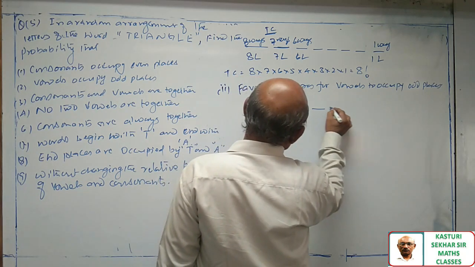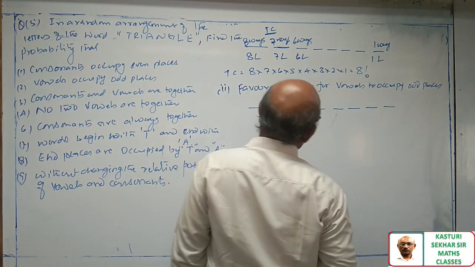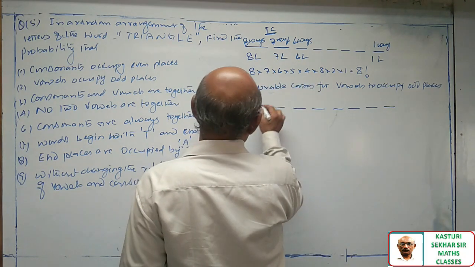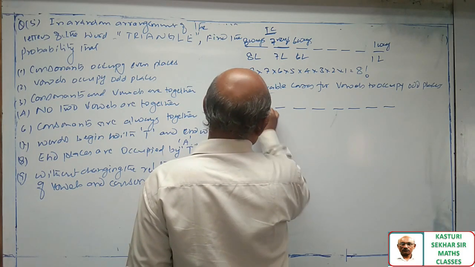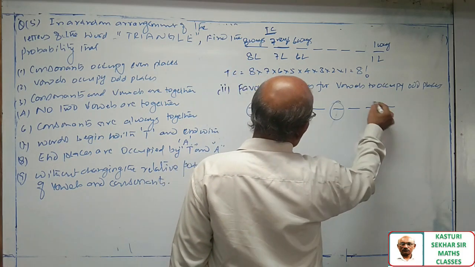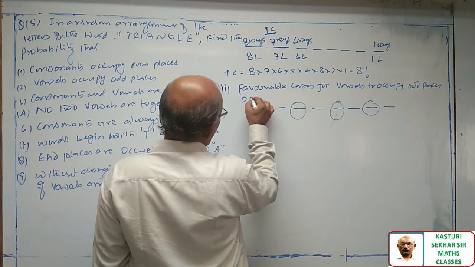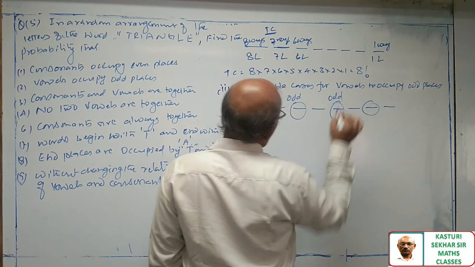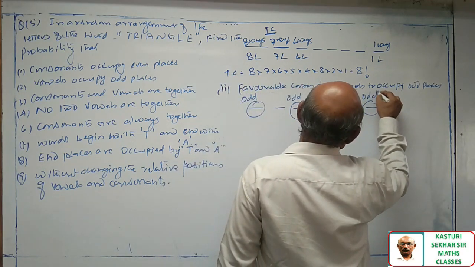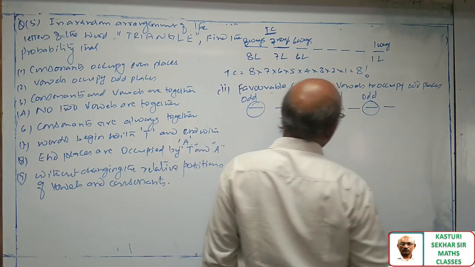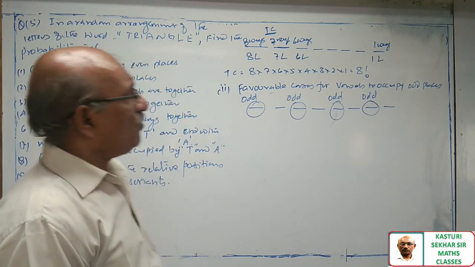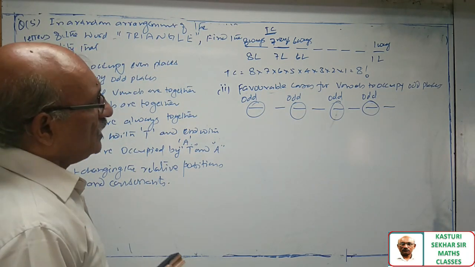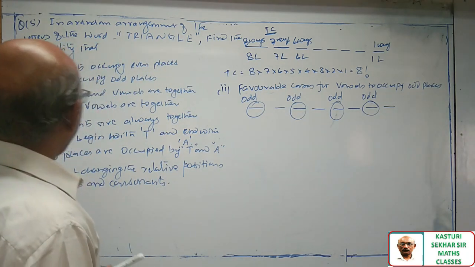1, 2, 3, 4, 5, 6, 7, 8. Now odd places, how many? 1, 2, 3, 4. This is an odd place, this is an odd place, this is an odd place, this is an odd place. Okay, 4 odd places I have.